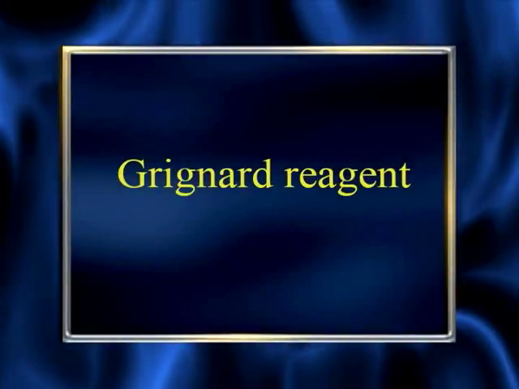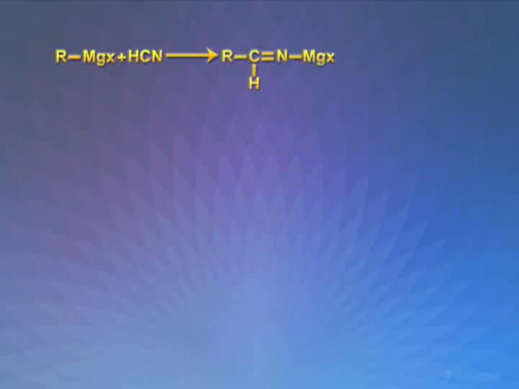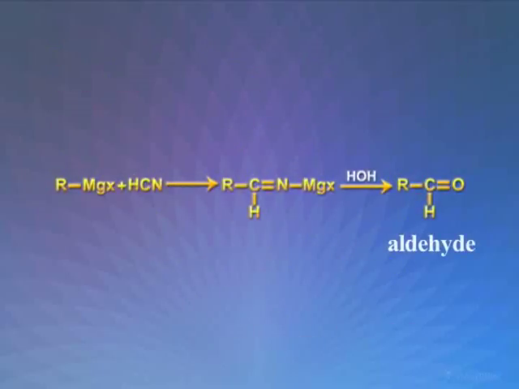Let us prepare from Grignard reagent. When Grignard reagent is heated with hydrogen cyanide followed by hydrolysis, it yields aldehyde, whereas the same reaction with alkyl or aryl cyanide yields ketones. Here the first step is a nucleophilic addition reaction.